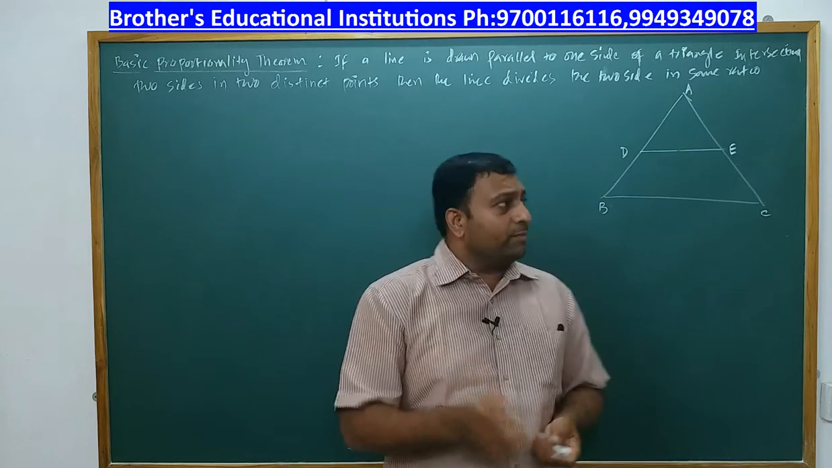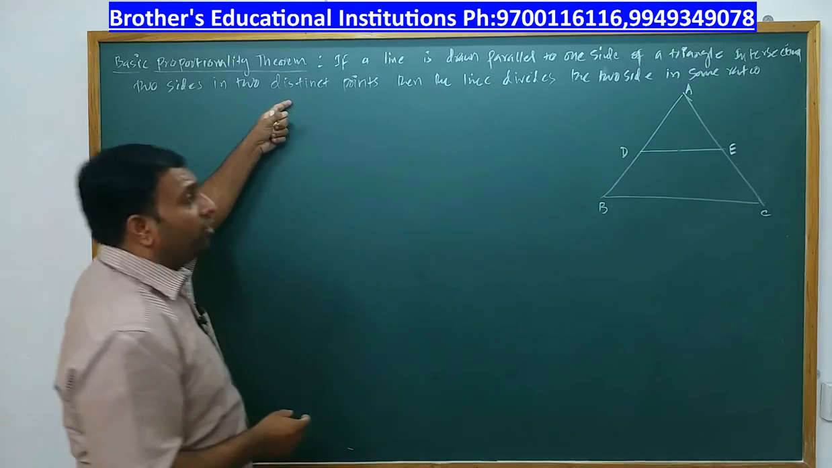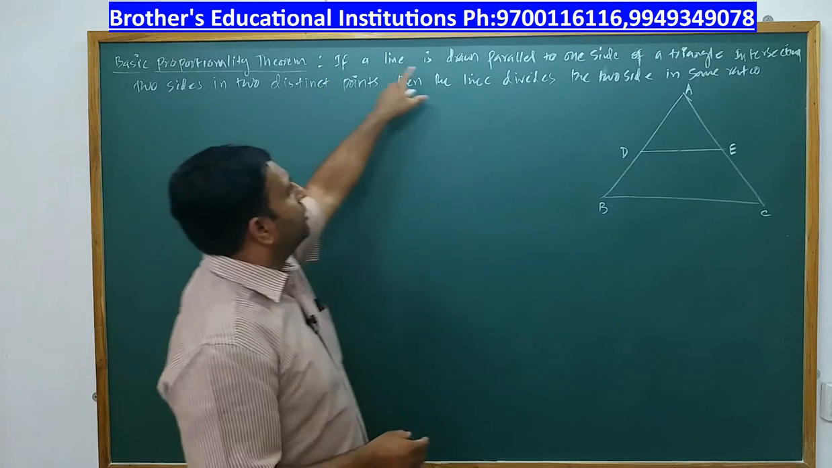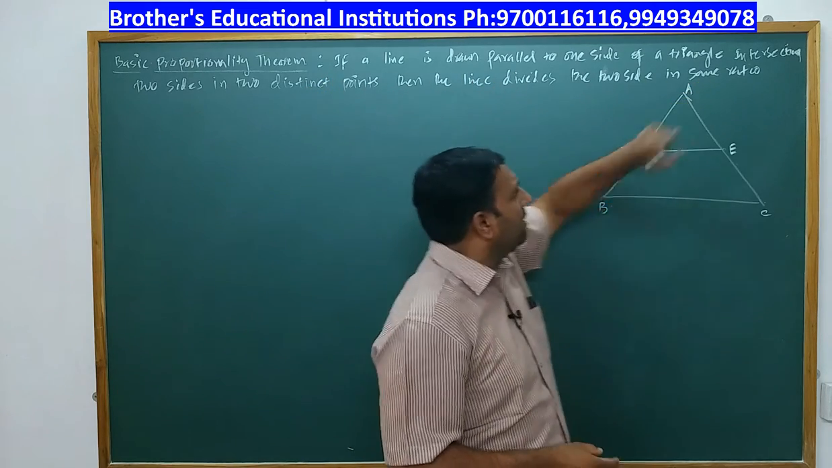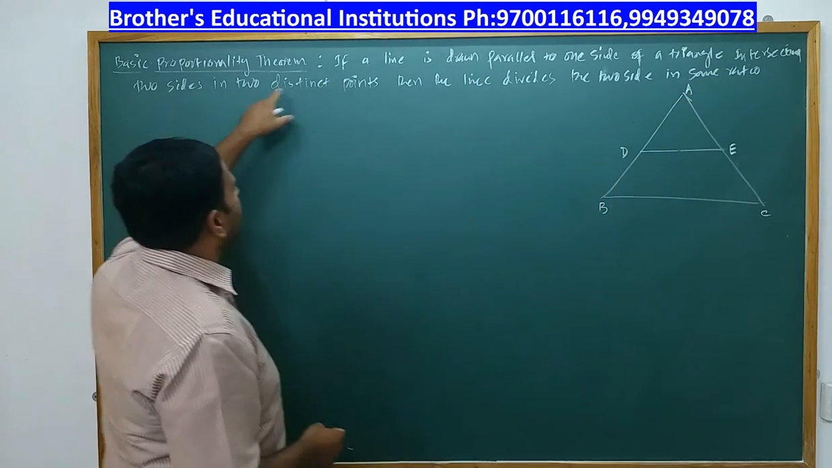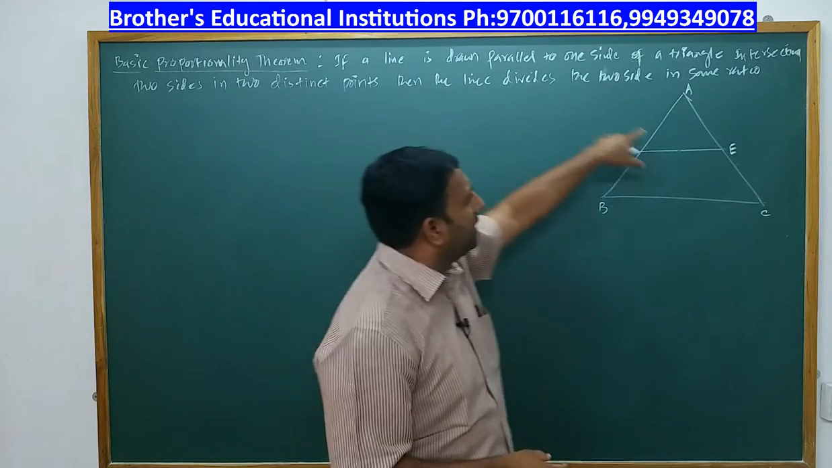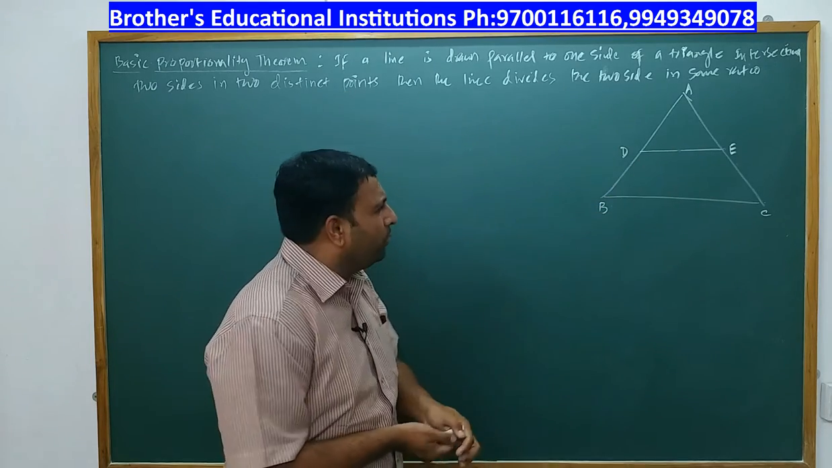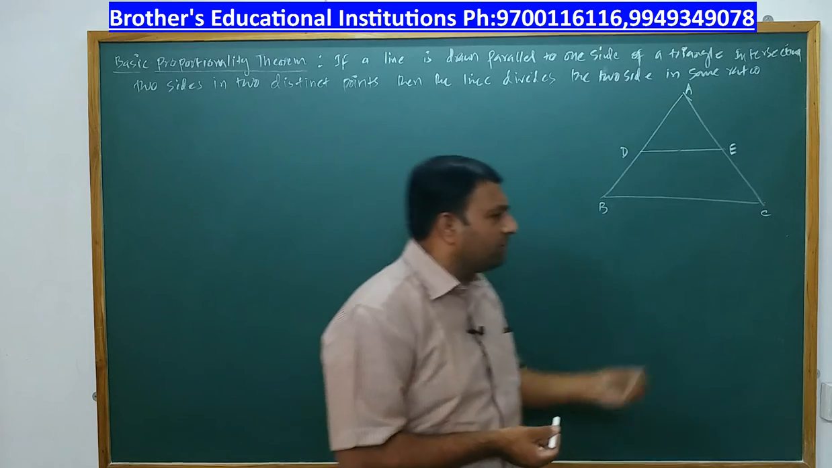Now what is that statement? I have already written it on the board. You can pause the video and copy the statement. If a line is drawn parallel to one side of a triangle intersecting the other two sides in two distinct points, then the line divides the two sides in the same ratio. What do you mean by that? Try to understand what it is trying to say.